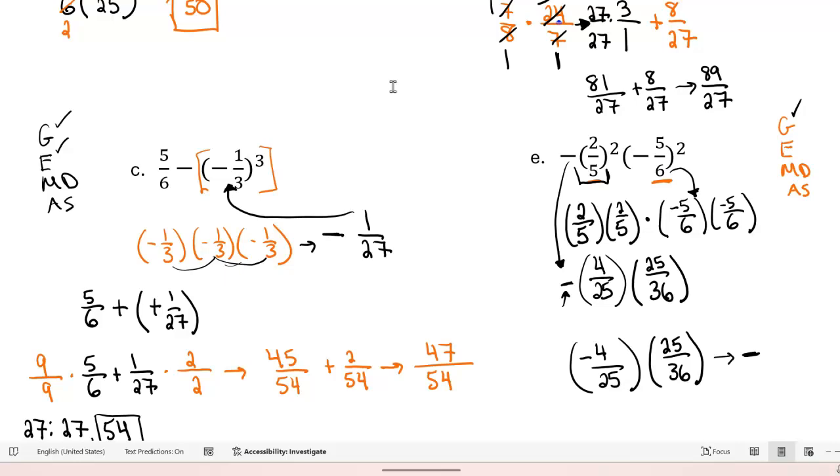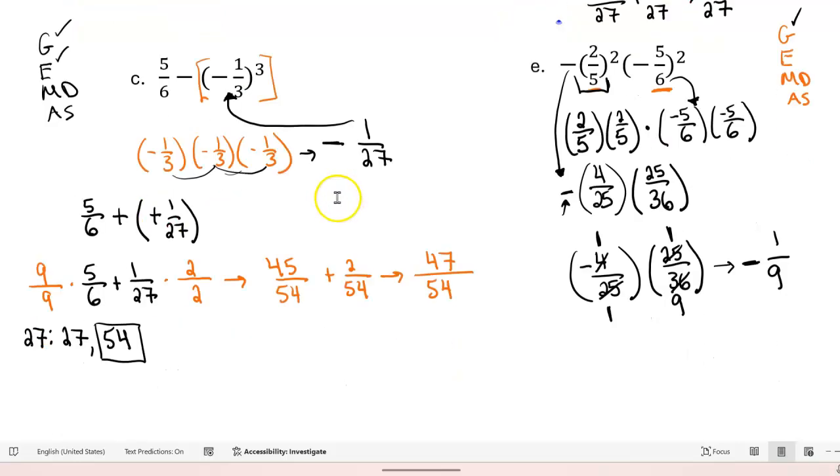Now I cross cancel. So 25 goes into 25 one time. 25 goes into 25 one time. And then 4 goes into 4 one time. And 4 goes into 36 9 times. Now I already included the negative, so I just need to multiply across. So I have 1 times 1 is 1 over 1 times 9 is 9. And that is your final answer.